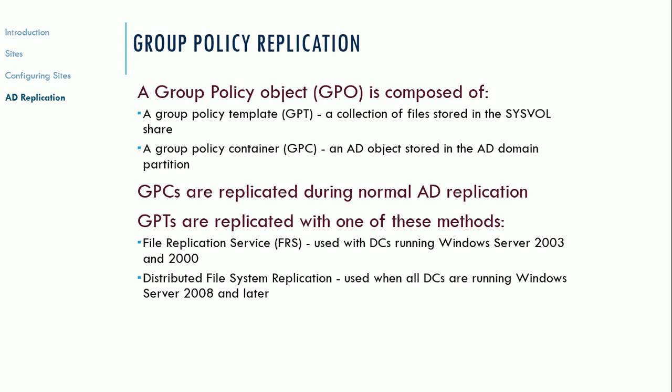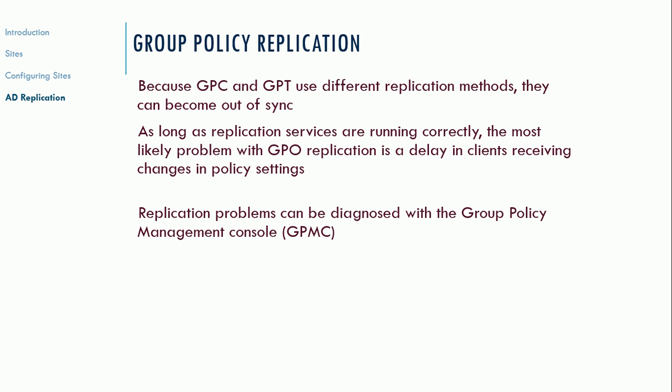And again, it can either be through File Replication Service if you're running Windows Server 2003 or 2000, and through Distributed File System Replication or DFSR if you're running Windows Server 2008 or later. That's not to say that if you're running 2008 or later that you can't use FRS, but it's a good idea if everything is on 2008 or later to switch to DFSR. It's going to be a little bit more reliable.